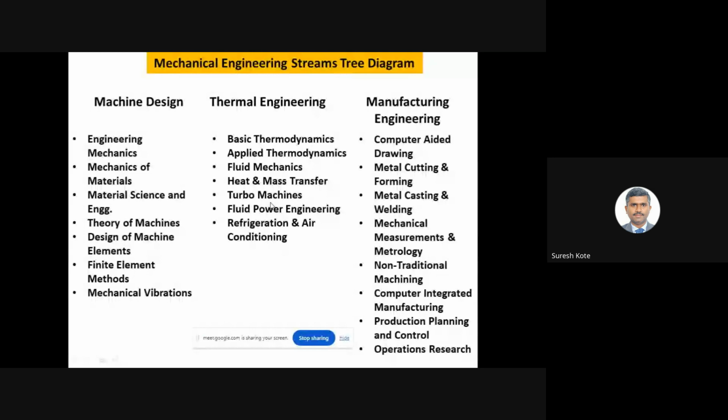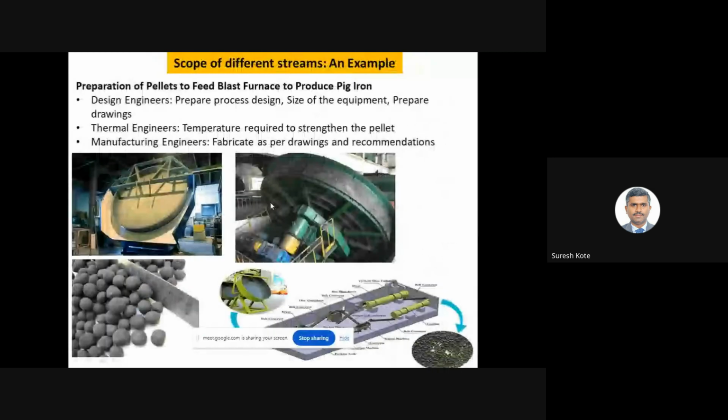similar subjects. Coming to an example, what is the individual role that the different stream engineers play? Let me take an example: preparation of pellets to feed the blast furnace to produce pig iron. This is related to the steel plant. In the left bottom corner, you can see the pellets which are fed into the blast furnace to produce pig iron. How are these pellets prepared?